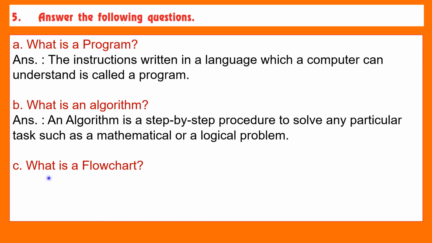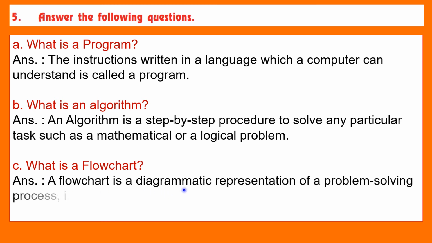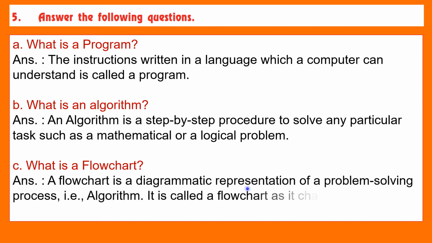C. What is a flowchart? A flowchart is a diagrammatic representation of a problem-solving process, that is algorithm. It is called a flowchart as it charts the flow of a program.